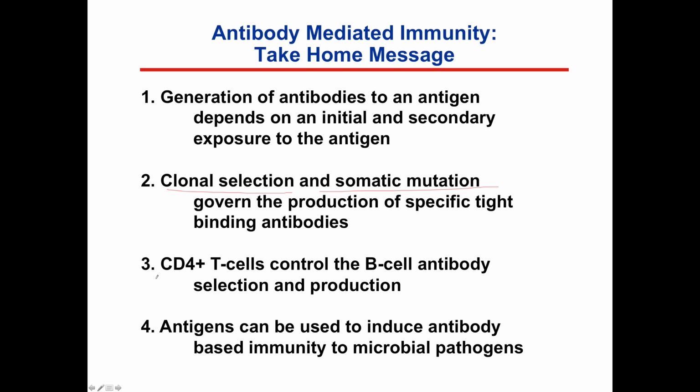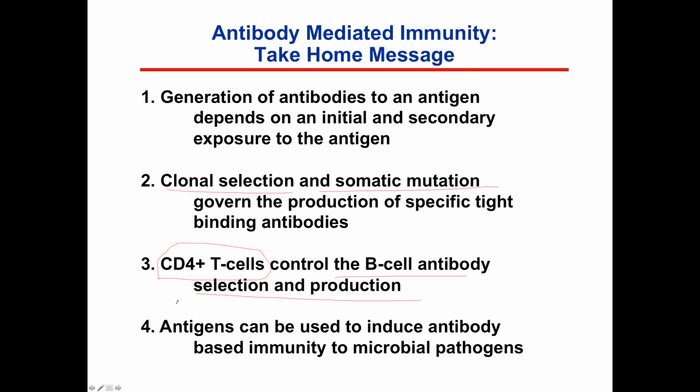And then CD4 cells are really very important. As you can see now, they control B cell antibody selection and production. So if we were to lose these cells, we wouldn't be able to mount much of an antibody response, except possibly through a T-independent pathway, which we just discussed, in which you can get some IgM produced that can also be protective.